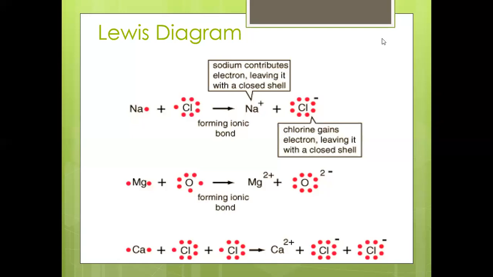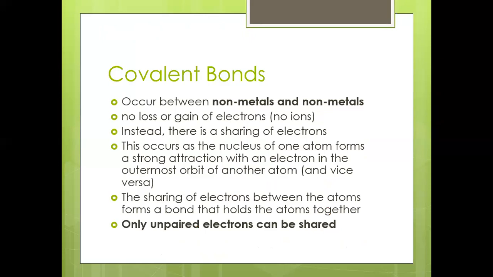Okay, so that is how we would represent ionic compounds with Lewis diagrams. Then we get into our molecular compounds, which are held together with covalent bonds. A covalent bond always occurs between a non-metal and another non-metal. There is no loss or gain of electrons, so you have no ions forming, nothing that's positive or negative. Instead, the elements share electrons with each other.